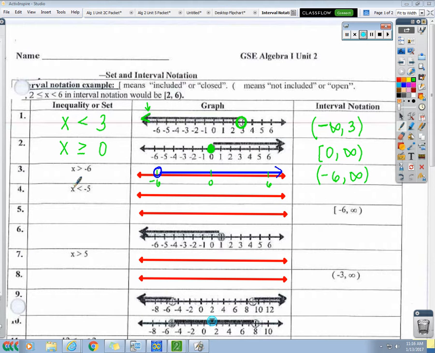Number 4 reads X is less than -5. So when I set up my number line, I'm just going to put -5, 0, and +5. Which number do I circle? The -5. What kind of circle do I do? Open, because there's no equal to bar. It's not included in the solutions. All the solutions are just what the -5? Less, which is to the left.